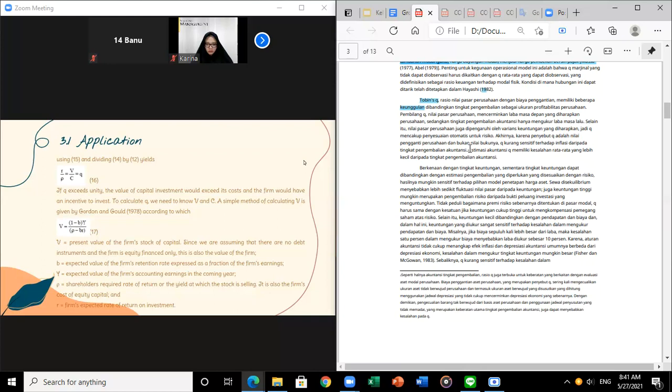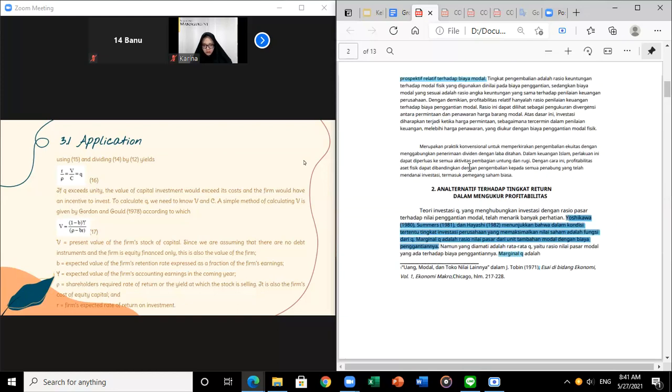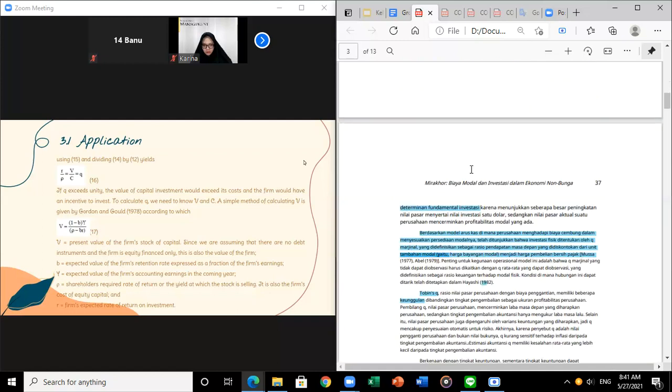So there is a simple method given by Gordon and Gould, according to which V equals (1 minus B) Y divided by rho minus BR, where V is the present value of the firm's stock of capital, since we are assuming that there are no debt instruments and the firm is equity financed only. B is the expected value of the firm's retention rate. YE is the expected value of the firm's accounting earnings in the coming year. Rho is the shareholder's required rate of return, or the yield at which stock is selling, and R is the firm's expected rate of return on investment.